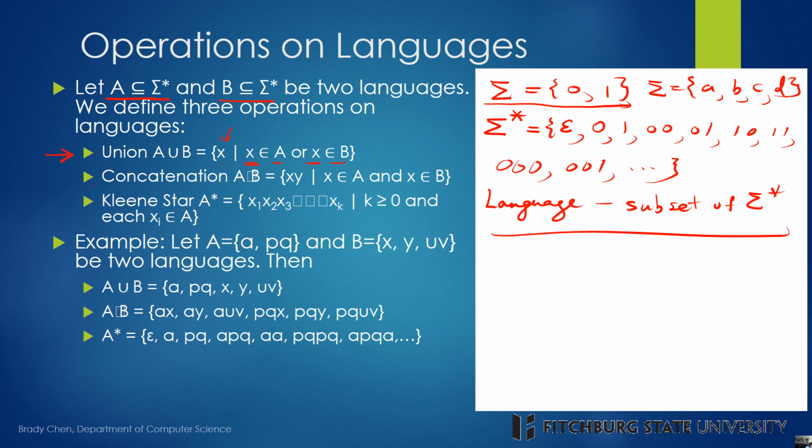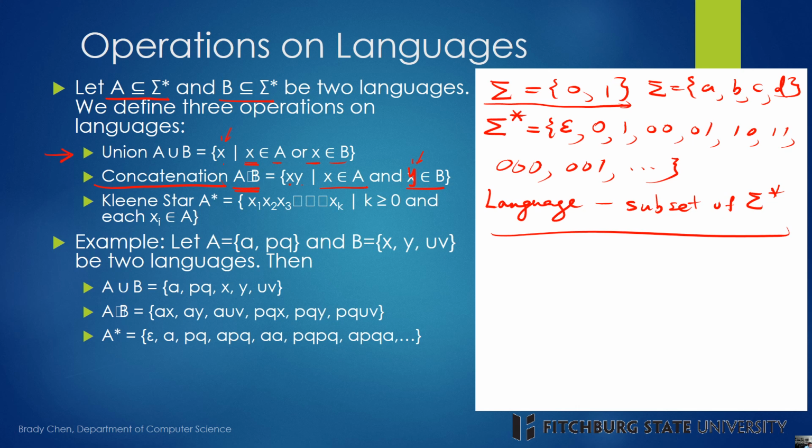Now concatenation, A circle B, with a small circle, is defined as the concatenation of the strings x and y, where x is from the language A and y is from language B. I'm sorry, here's a typo. So that's the concatenation of two languages A and B.